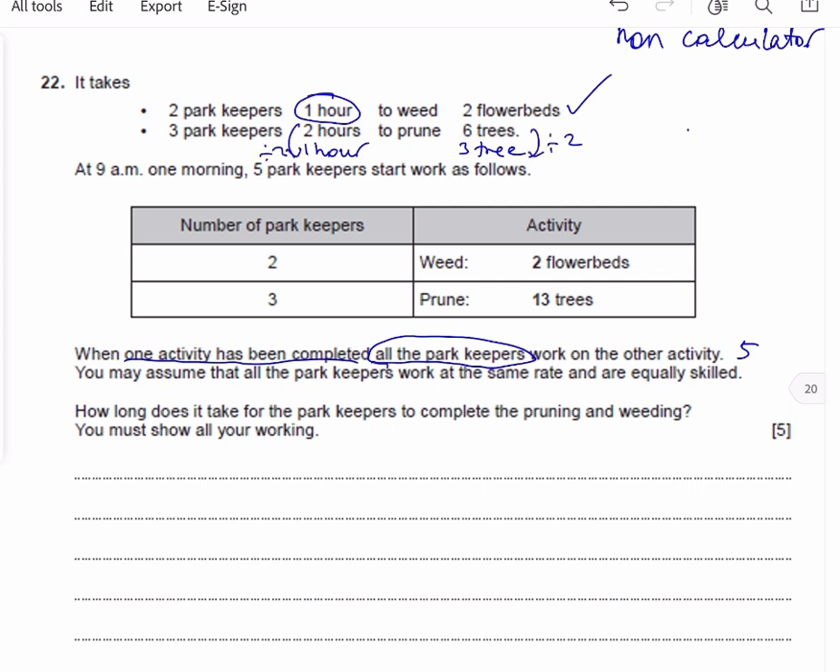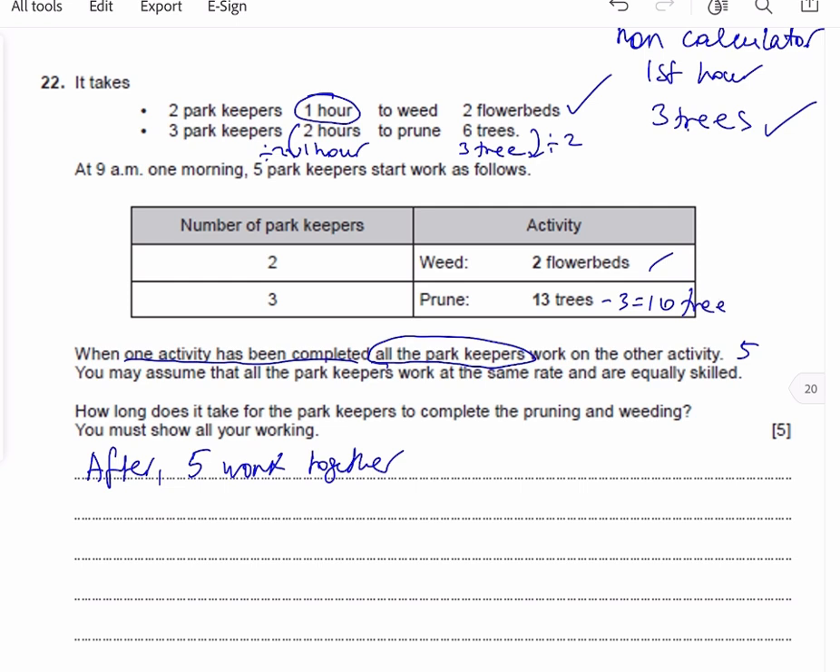So in the first hour, 2 park keepers weed 2 flower beds, and 3 park keepers work for the same 1 hour. For 1 hour, they prune 3 trees, because we just divide 2 hours by 2, 1 hour, and 6 trees by 2, 3 trees. This is what is done in the first hour. So 5 of them work, but 2 of them weed the flower beds, and 3 of them work for 1 hour and prune 3 trees.